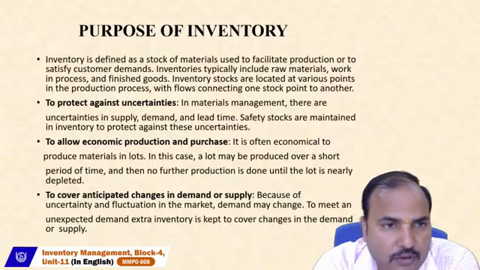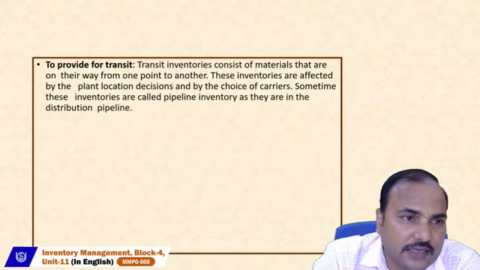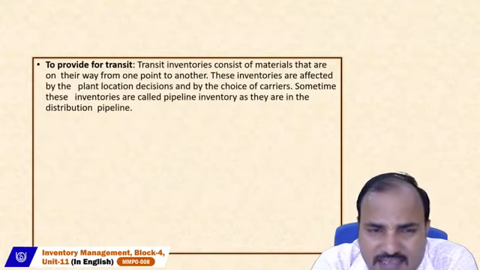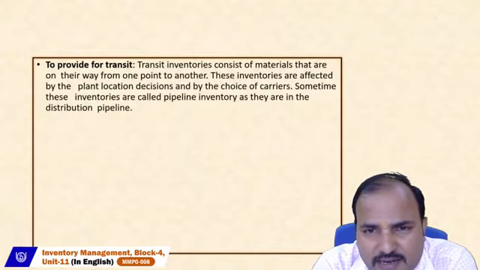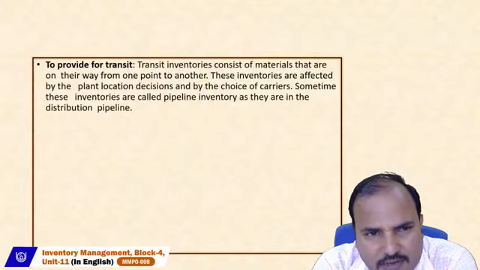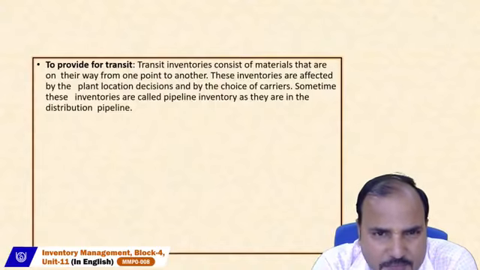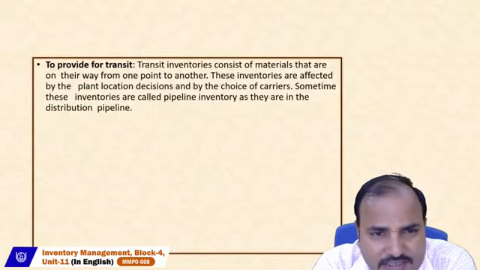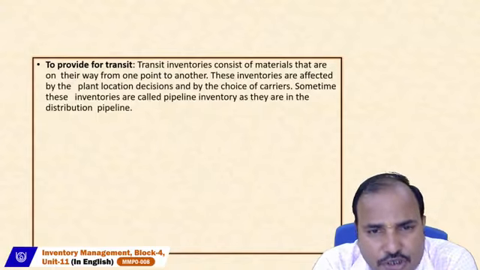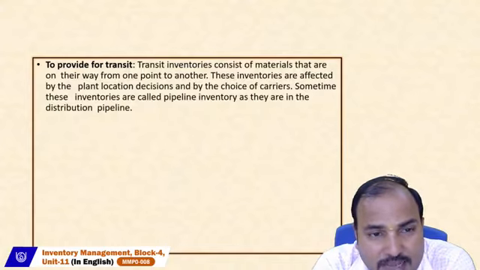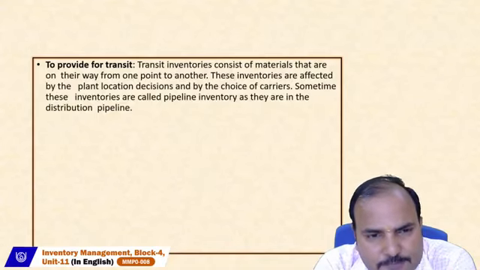Another purpose is to provide for transit. Transit inventories consist of the materials that are on their way from one point to another. Basically these inventories are affected by the plant location decision and by the choice of carriers. Sometimes these inventories are called pipeline inventory as they are in the distribution pipeline.